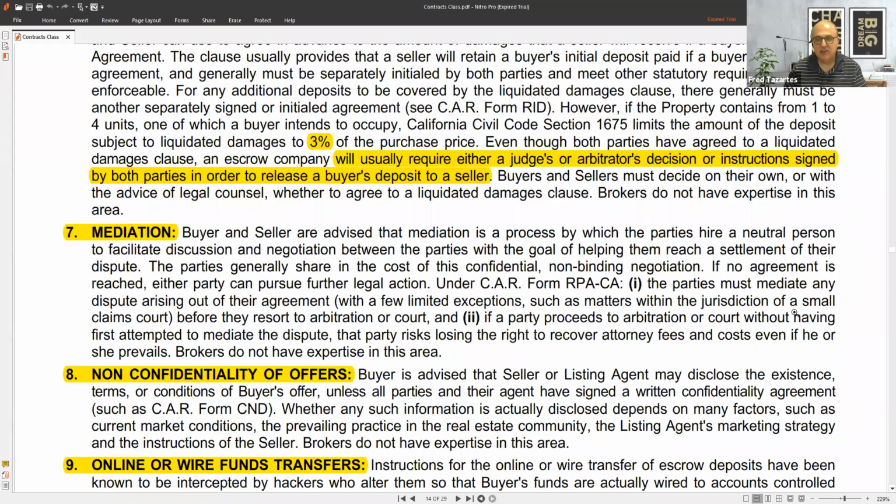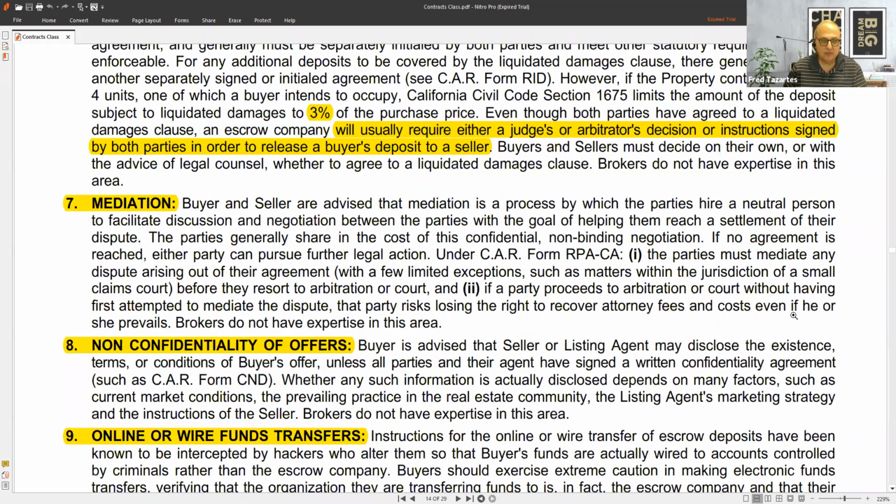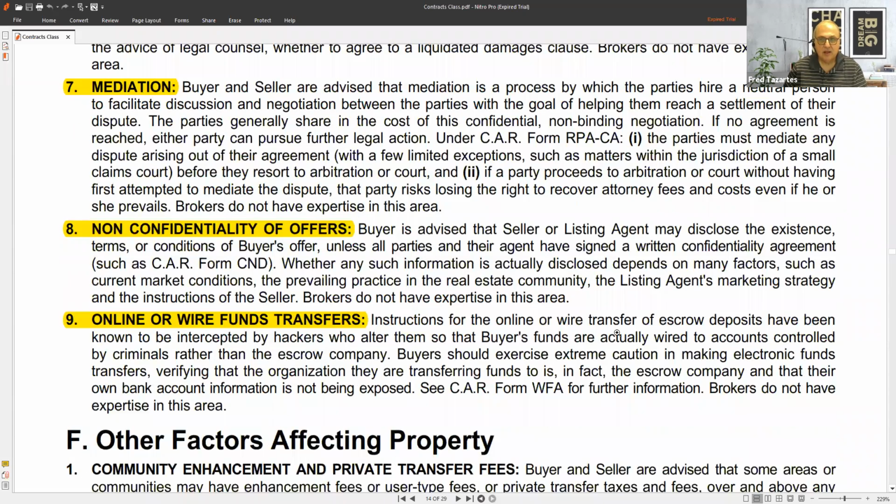Mediation. Mediation is a step before arbitration. Mediation is an independent mediator who hears both sides of the case. They're not going to make a decision. They're there to help you resolve and come up with a solution that's workable for both sides. As opposed to arbitration, where the arbitrator is going to make a judgment, mediation is just going to facilitate the communication between both parties.